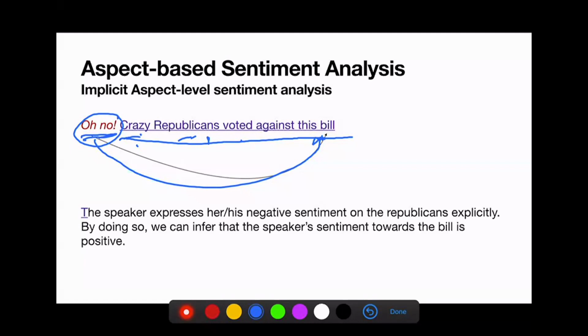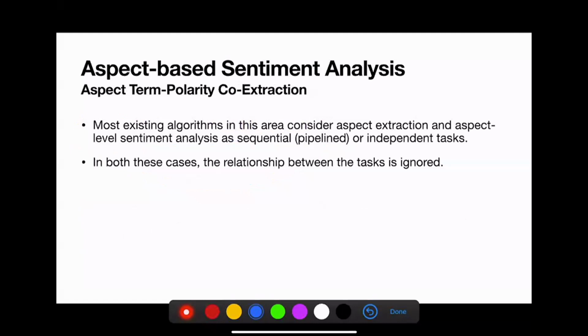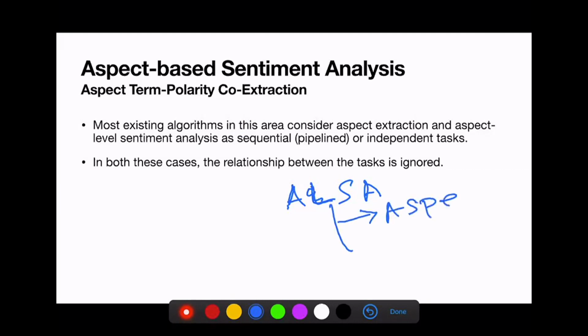Okay, so now aspect term polarity co-extraction. This is one of the very hot future directions in this field. People now are trying to do aspect term polarity co-extraction. Till now, the process is two steps. These are all explained in detail in our paper. For example, this is the task. Now it is two stages. First you extract the aspect, and in the second stage you detect the polarity.